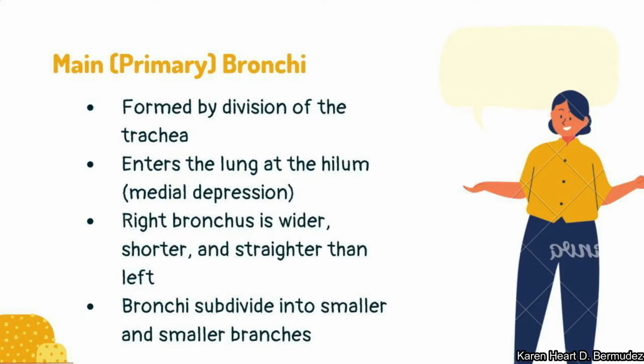In this slide, we will tackle the topic about the main or primary bronchi. The main bronchi are formed by division of the trachea. They enter the lungs at the hilum, or medial depression. The right bronchus is wider, shorter, and straighter than the left. The bronchi are subdivided into smaller and smaller branches.